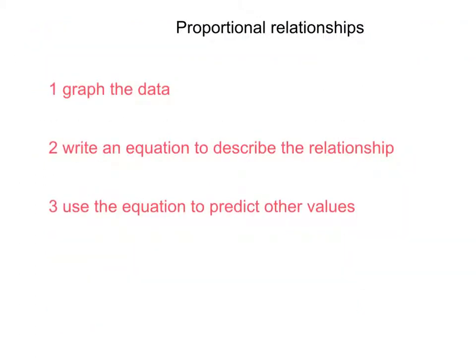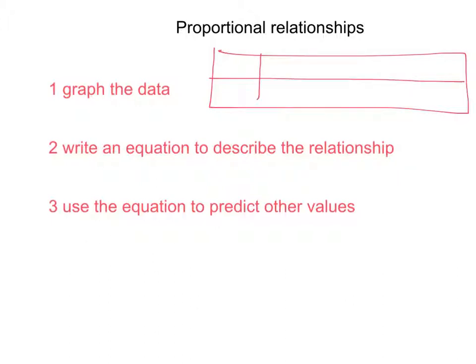So, with proportional relationships, there's a couple of things that you have to do. Once you have your set of data, you want to first graph the data. A lot of times they will give you a chart that has numbers on it with values. You want to graph those values. So you have to figure out which one is your independent and which one is your dependent, and then you want to graph them. From there, you want to write an equation that describes the relationship, how your x relates to your y.